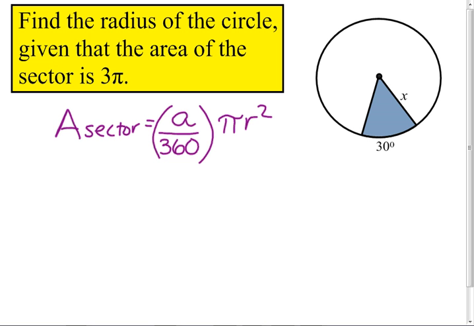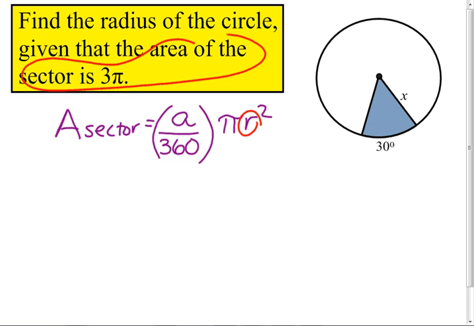Okay, Cole, let's read the problem. Find the radius of the circle. I want to find r. Given that the area of the sector is 3 pi, where do I put the 3 pi in? Is it the radius or is it the area?